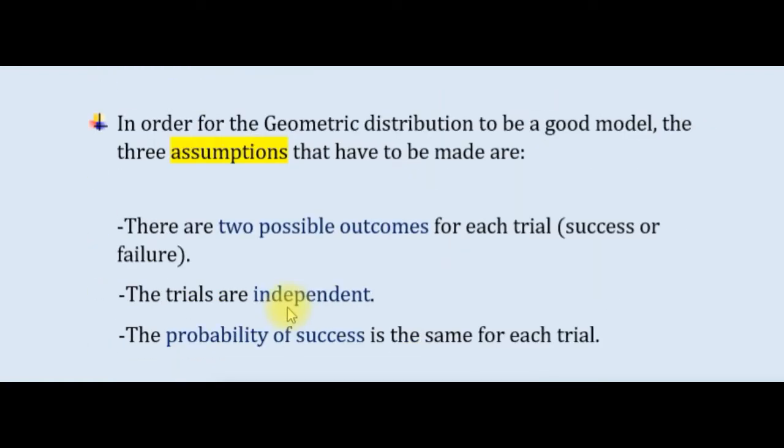Next, in order for the geometric distribution to be a good model, the three assumptions that have to be made are that there are two possible outcomes for each trial, success or failure. Secondly, the trials are independent. And finally, that the probability of success is the same for each trial.